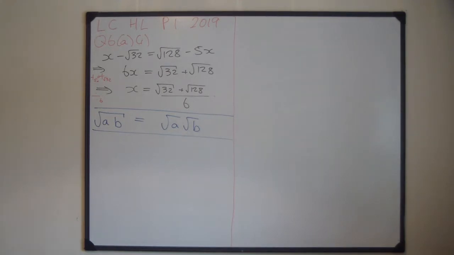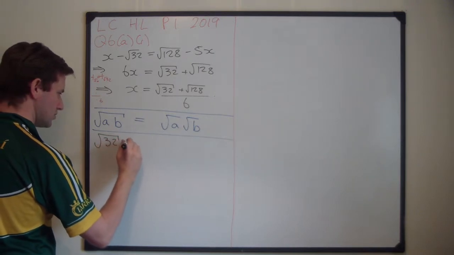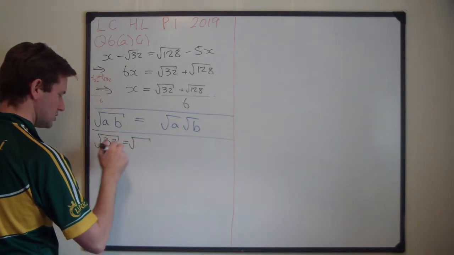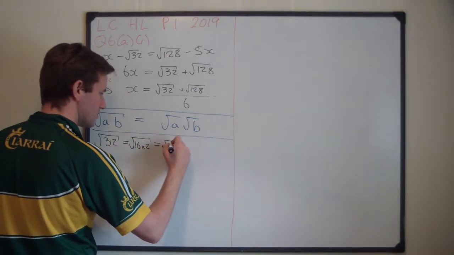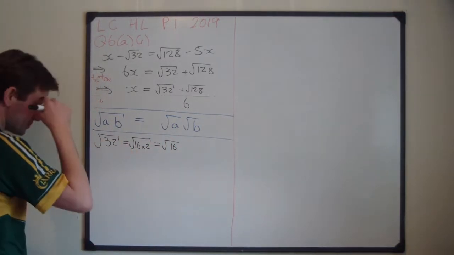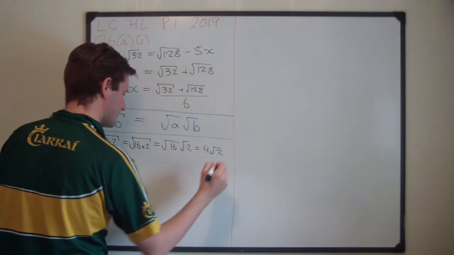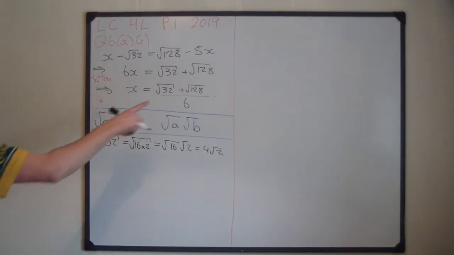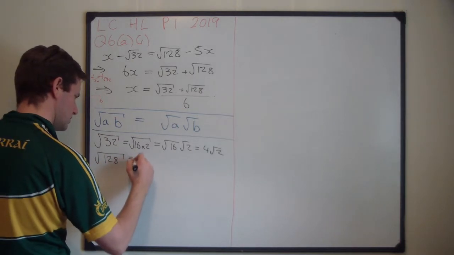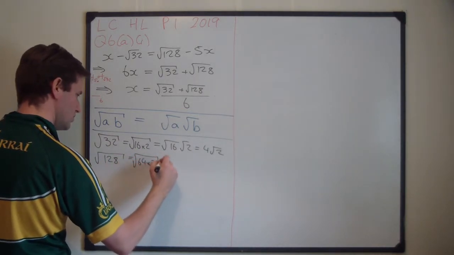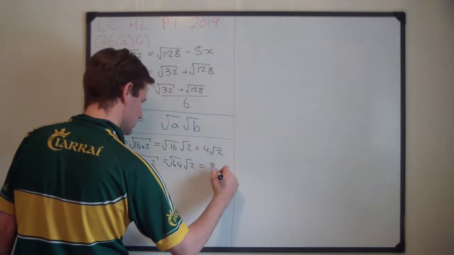So what we need to do with the square root of 32, we'll do it separately, is to note that 32 is 16 multiplied by 2, and then we can use this. So this is square root of 16 by square root of 2, which is 4 root 2. Okay, and do a similar story for square root of 128. Now 128 is 2 by 64, so this is square root of 64 by 2, which splits as square root of 64 by root 2, which is 8 root 2.